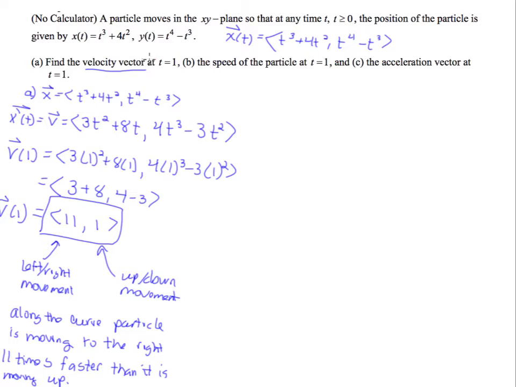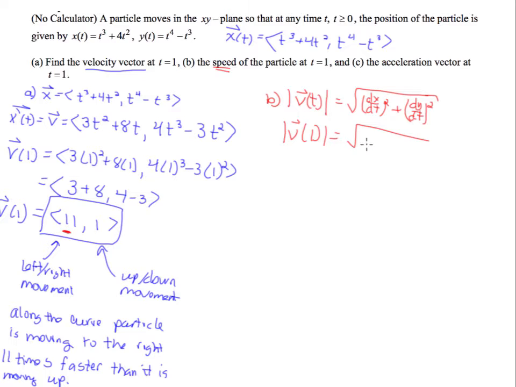Moving on to part B, we're asked to find the speed of the particle at t equals 1. So we already have the velocity of the particle at t equals 1, and we know speed is just the absolute value of the velocity, which is also found by the square root equation written here. So I just take this as the speed at 1 is equal to the square root of 11 squared plus 1 squared, which is simply the square root of 122. Now, usually you'll have some sort of units. Just remember velocity and speed is units over time.